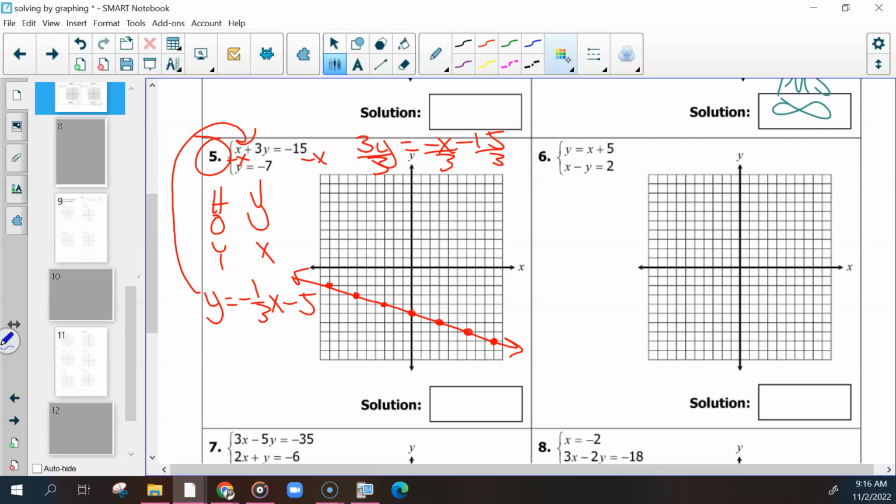And then the other one, since this is a y equals, it needs to be a horizontal line at -7. This one is -5. I'm going to draw a point on my y-axis and then draw a horizontal line through that point. So what would my solution be?